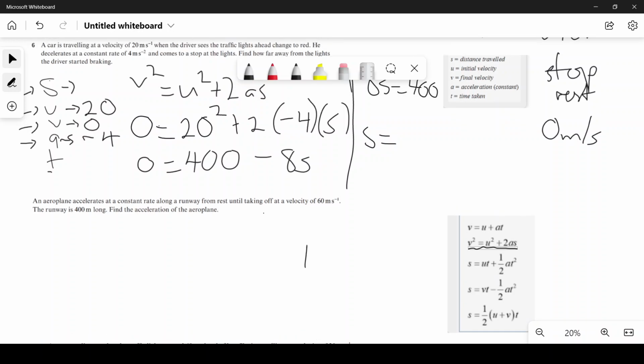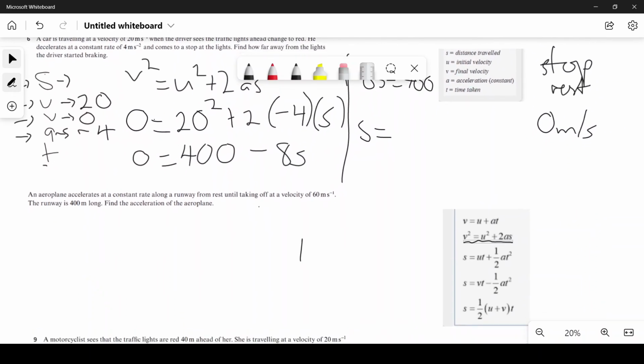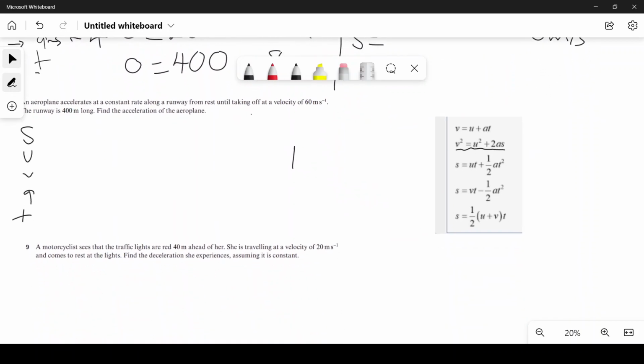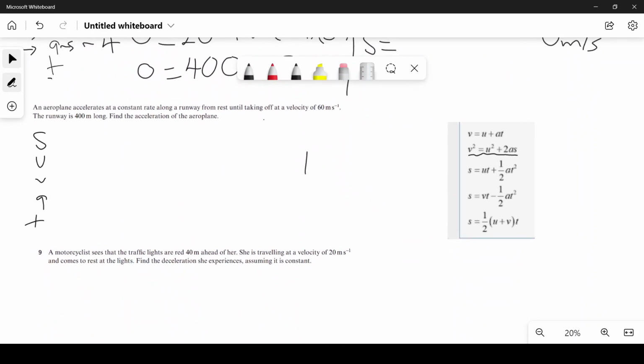So let's see what we have. We'll put down our SUVAT: S-U-V-A-T. Then we're going to look at what we have. What do we have here? We've got the aeroplane accelerates at a constant rate. So remember again, this equation only works when the acceleration is constant. From rest, the airplane accelerates from rest.